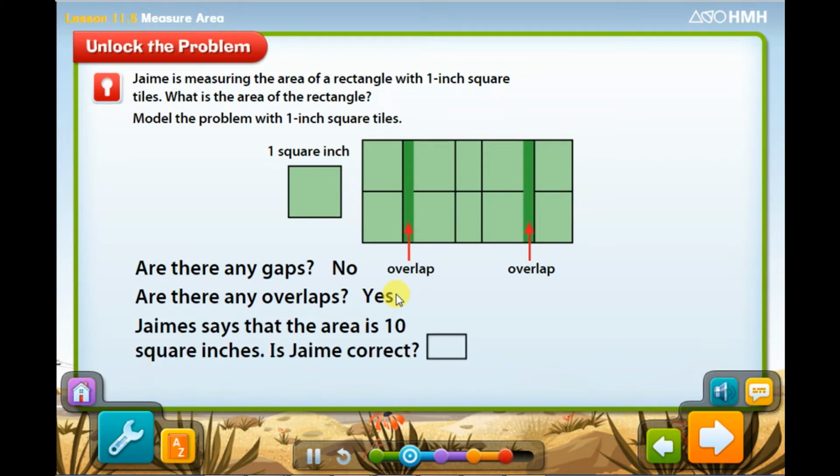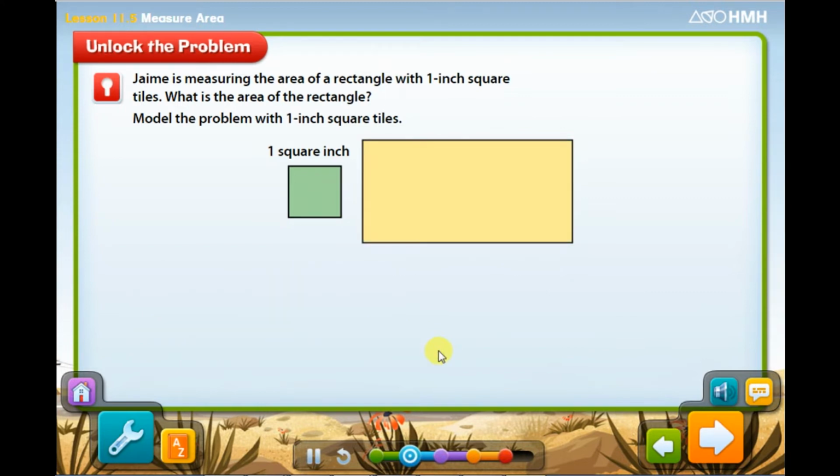Jaime says that the area of the rectangle is 10 square inches. Is he correct? No, he isn't, because while covering any shape with tiles or square units, you have to cover it all without any gaps or overlaps. No, Jaime still isn't correct. When you measure area, the tiles can't overlap. Let's try placing 8 tiles on the rectangle.